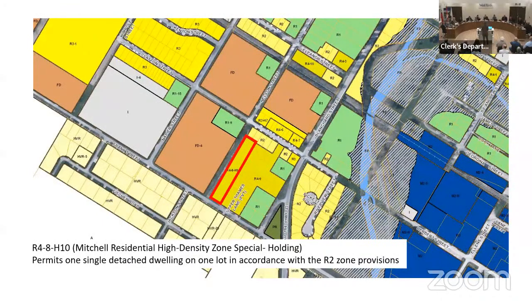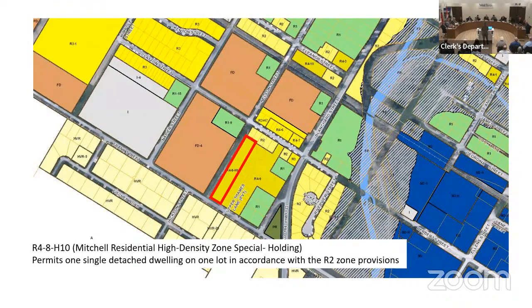It has an R4 special zone, and then it also has a holding zone on the property. So the wording and the language for the zone is included in the planning report. The wording is slightly unconventional in that it's a special zone for an R4 zone to permit single detached residences, where the usual zone to permit single detached residences would be an R2 zone. The building department has reviewed the zoning and has confirmed that they're able to issue permits for single detached dwellings.